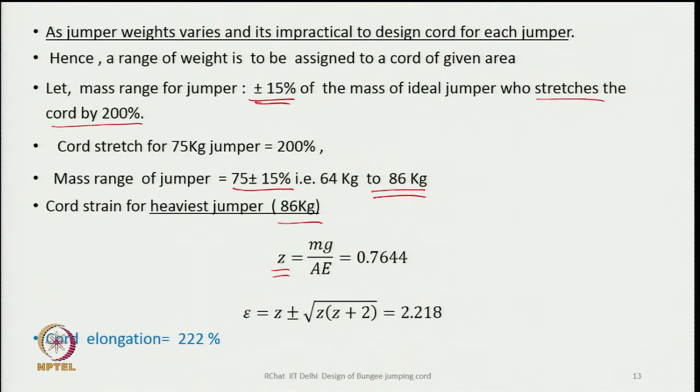See, from the previous equation, mg by AE, which we are trying to find out, we are replacing by a constant Z. So, mg by AE is 0.7644 based on the weight of the person and the area of the cord that we have already found out. From there, we will see that the strain is going to be this much.